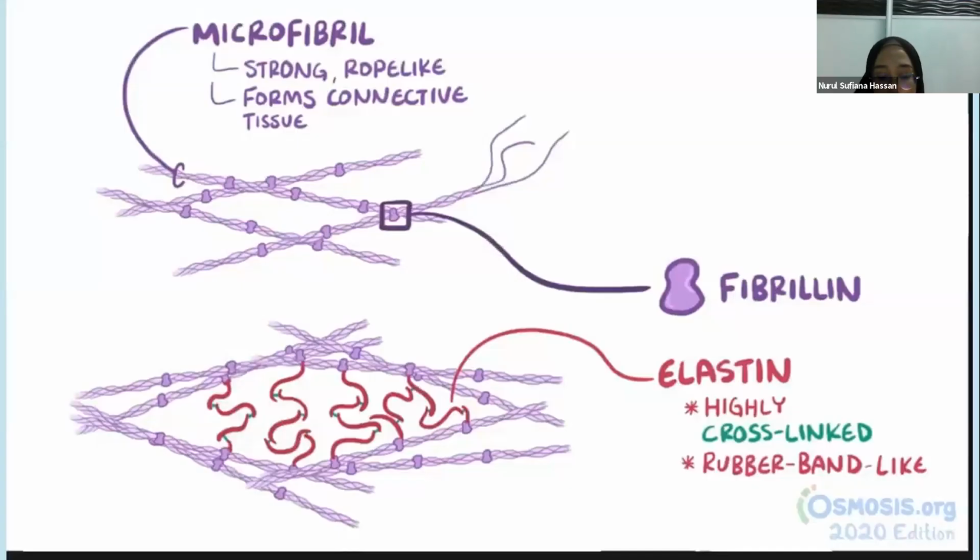Normally, the interstitial space of various body tissues is full of microfibrils, which are formed by fibrillin 1 and fibrillin 2. Microfibrils are strong rope-like structures that provide tissue integrity and form connective tissue. Also, in some structures, microfibrils can form additional proteins like elastin, which gives tissue a rubber band-like quality that allows tissue to stretch and go back to their original shape.